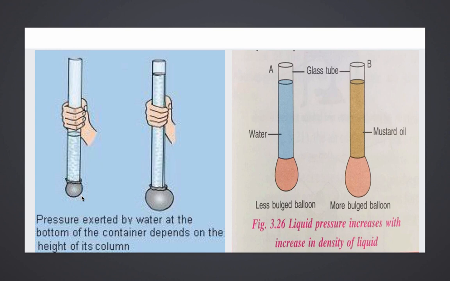So again, what can I conclude from this particular activity? Yes, the liquid pressure increases with the height of the liquid column. The more liquid filled inside the container, the more will be the pressure acting. That's why it bulges out more. It expands more. Clear, students? So this is the activity. One more. Okay. Clear, students?